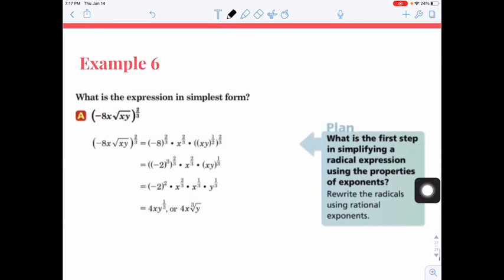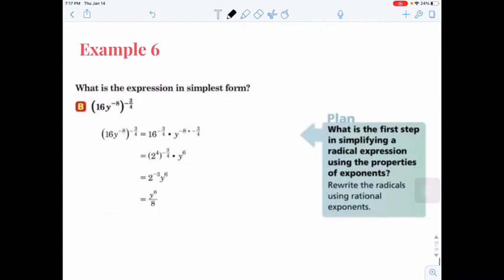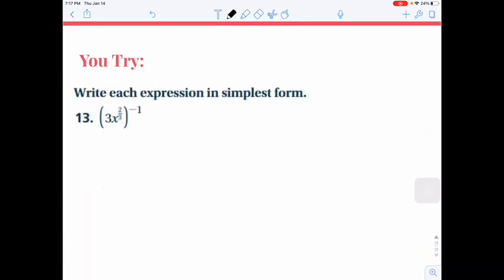The work for part A is written out on the next slide, followed by part B. And now I would like you to try number 13. Write each expression in simplest form. We have 3x to the 2/3 power, all raised to the negative 1st power.